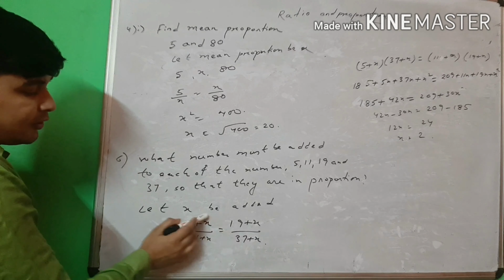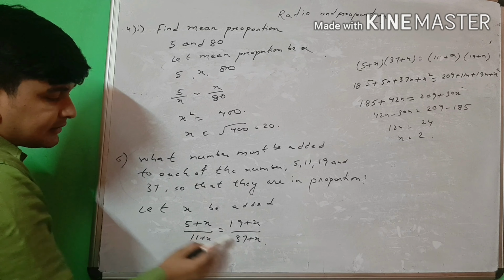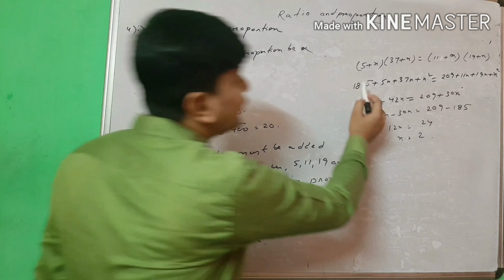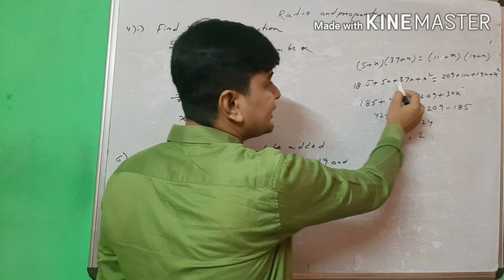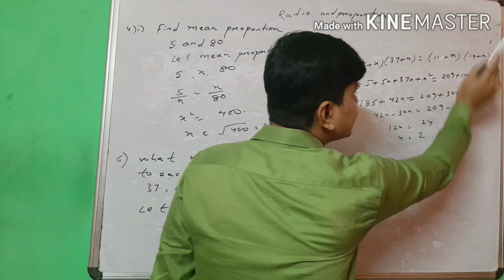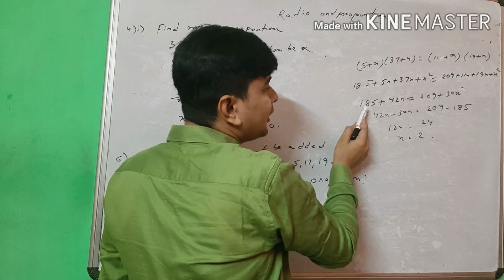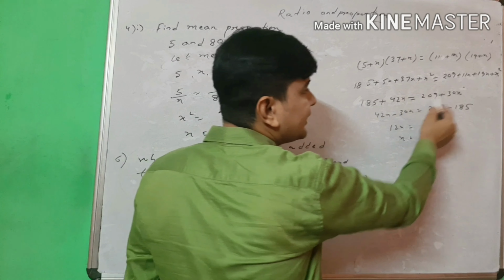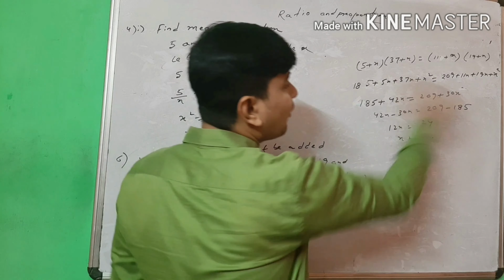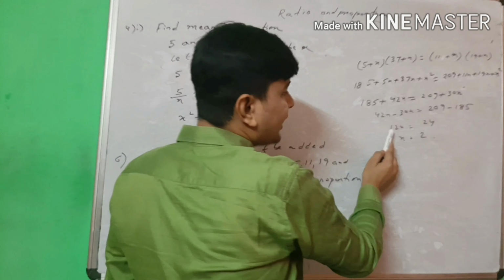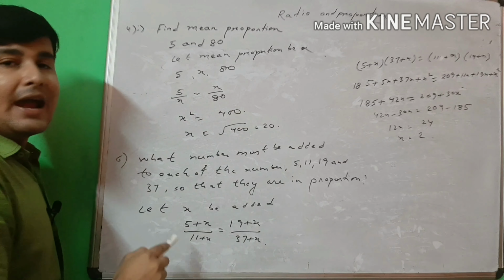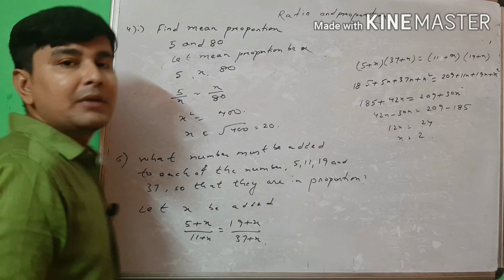Clear? When we cross multiply, that means 5 plus x into 37 plus x and 19 plus x multiplied by 11 plus x, we get 185 plus 5x plus 37x plus x square equals 209 plus 11x plus 19x plus x square. Next line, 185 plus 42x, 209 plus 30x. Take all the x terms on the LHS and all the constant terms on the RHS. So 12x equals 24, therefore x equals 2. That means 2 is added to all these numbers so that the numbers are in proportion.